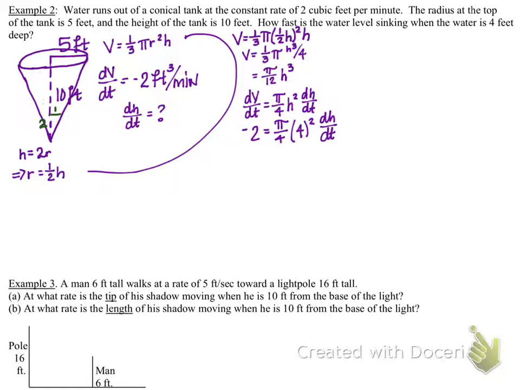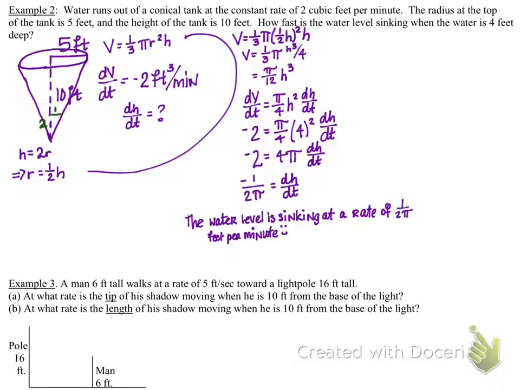And I'm sorry this video is so long. And we get -2 equals 4 pi dh/dt. So -1 over 2 pi is dh/dt. So the water level is sinking at a rate of 1 over 2 pi feet per minute.